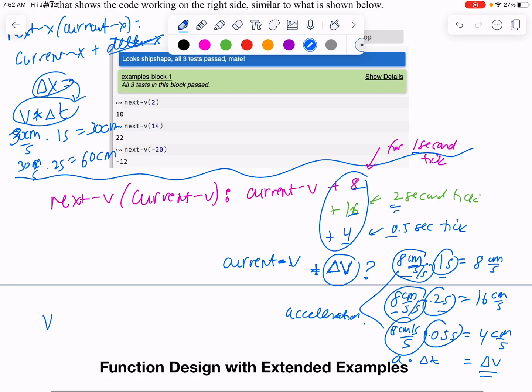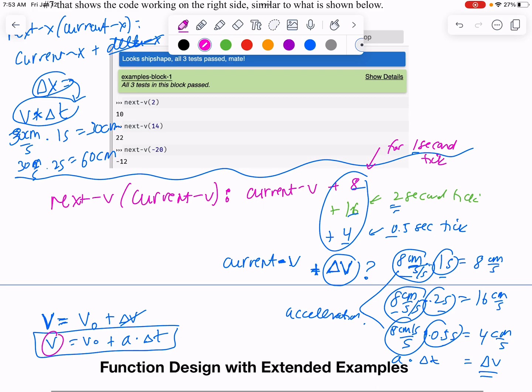All right, so really it's going to turn out like this. My velocity next is going to be my initial velocity, the v naught, plus delta v, which is the same as acceleration times delta t. So you see how this looks just like the next x function, but it's not. It's now the next v function, but it's a similar idea.